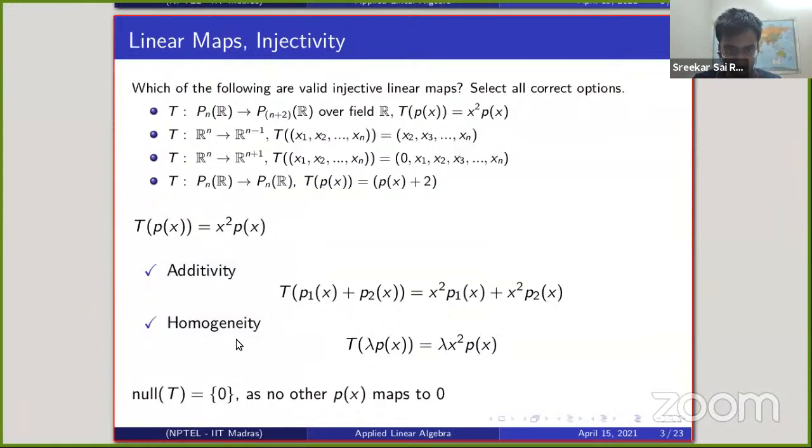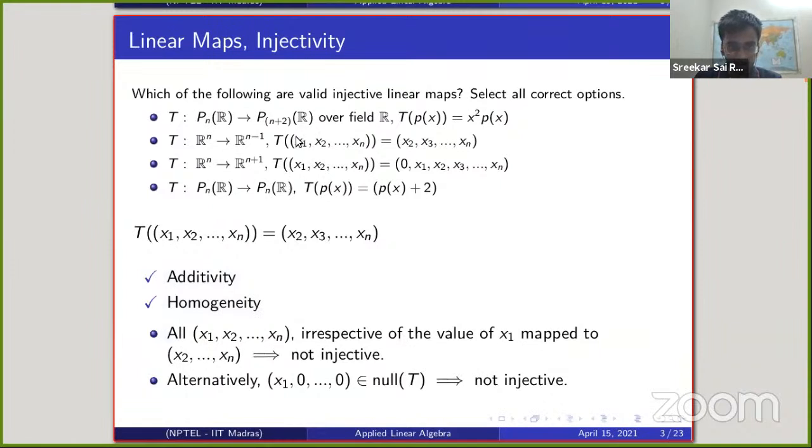So let's check each of the options. The first option is T(p(x)) = x squared p(x). Let's check it for additivity. T(p1(x) + p2(x)) equals x squared times (p1(x) + p2(x)), which equals x squared p1(x) plus x squared p2(x), which is T(p1(x)) plus T(p2(x)), so it satisfies additivity. It also satisfies homogeneity, which is quite obvious. So null T equals 0. If you want T(p(x)) to be equal to 0, there's no vector other than p(x) equals 0 that maps to 0. Because null T equals 0, the map is indeed injective.